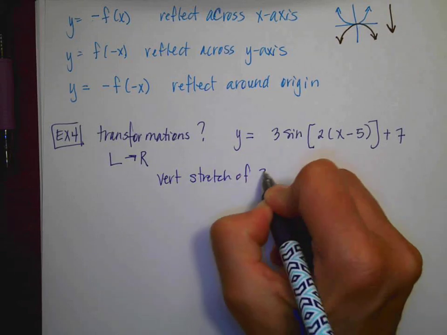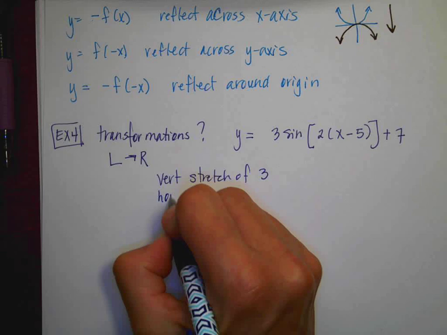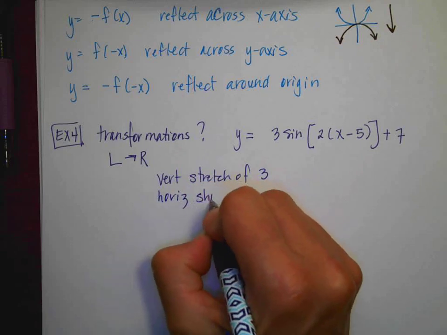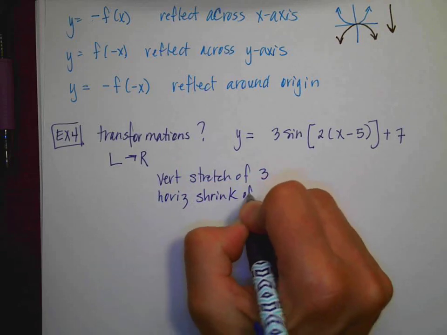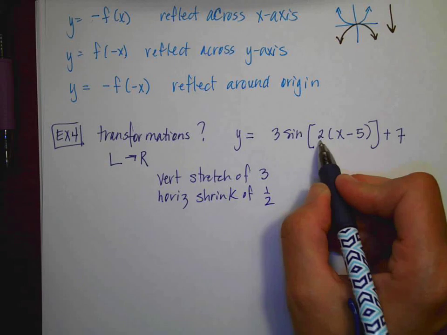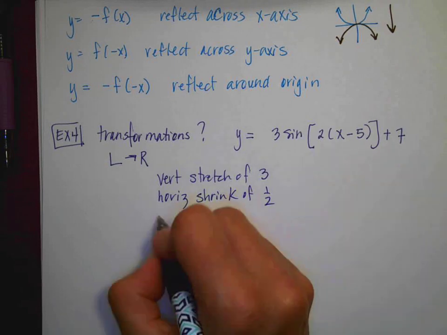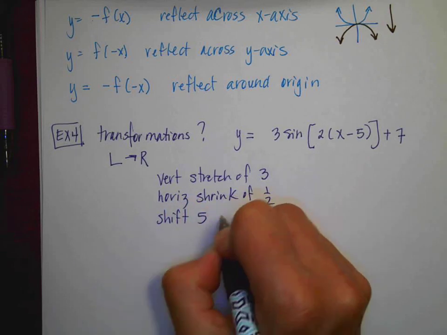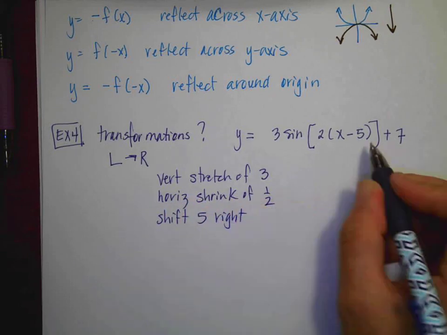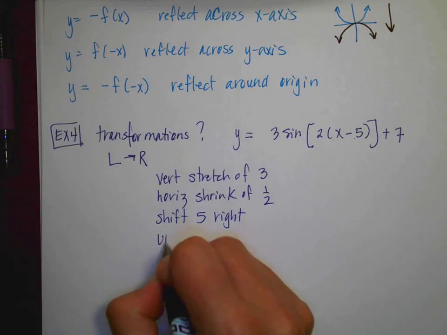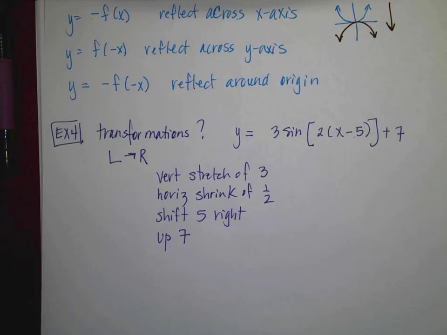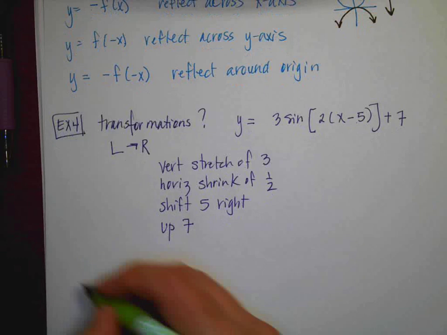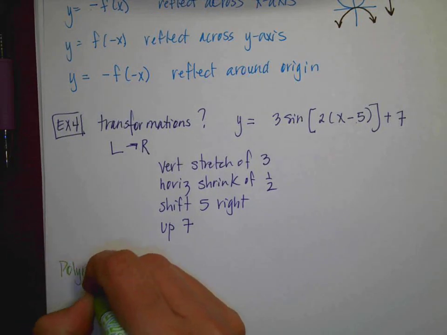So this is going to be a vertical stretch of 3. It is going to be a horizontal shrink of 1/2. Inside the function is opposite. It is going to be a shift 5 to the right, opposite, and it's going to be up 7. Okay, so those would be the transformations to the regular function.